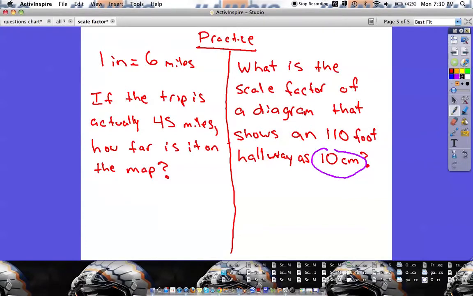All right, let's take a look and see how you did on these two problems. Hopefully they were pretty simple. I hope so anyway. 6 miles. If the trip is actually 45 miles, how far is it on the map?